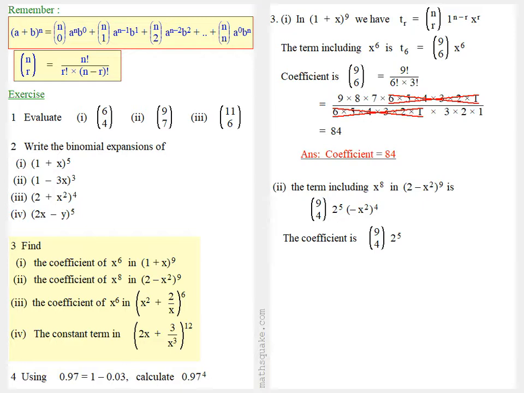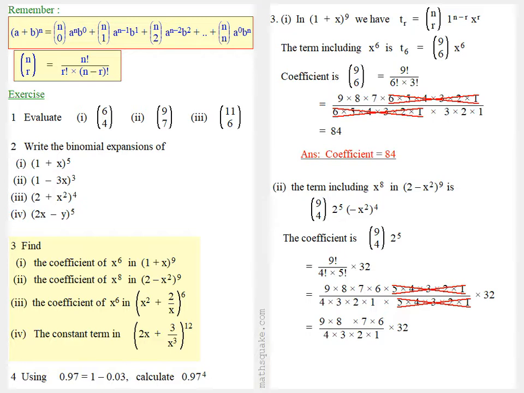So the coefficient is 9C4 times 2 to the 5, which is 9 factorial over 4 factorial times 5 factorial times 32. Now if we write it out in full, we can cancel 5 factorial top and bottom. That leaves us 9 times 8 times 7 times 6 over 4 times 3 times 2 times 1 times 32. And we can cancel the 8 and the 4 to leave 2, and we can cancel the 6 with the 3 times 2. So that leaves us with 9 times 2 times 7 times 32, which is equal to 4032, and so the coefficient is 4032.